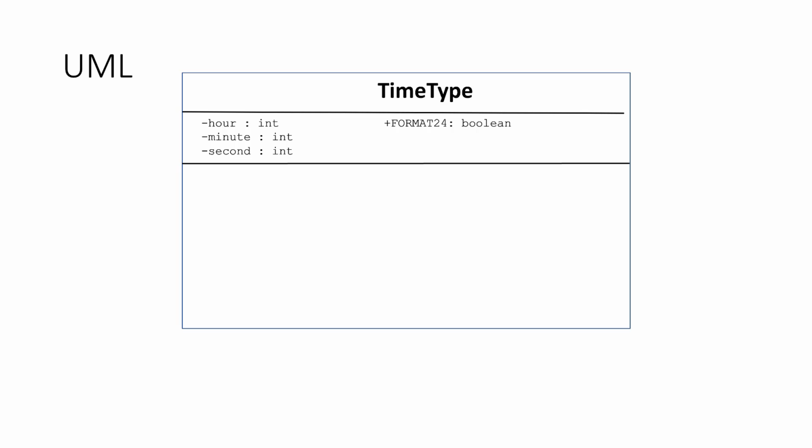Here's the UML diagram, the Unified Modeling Language diagram, for the TimeType. Notice in UML is a big box broken into 3 pieces. The top piece is the name of the data type or the name of the class. The second section contains all of the variables or data attributes, and the bottom section will contain all of the methods or behaviors. The minus sign indicates that they are private. The plus sign indicates that they are public. Each one is declared, followed by a colon, followed by its data type.